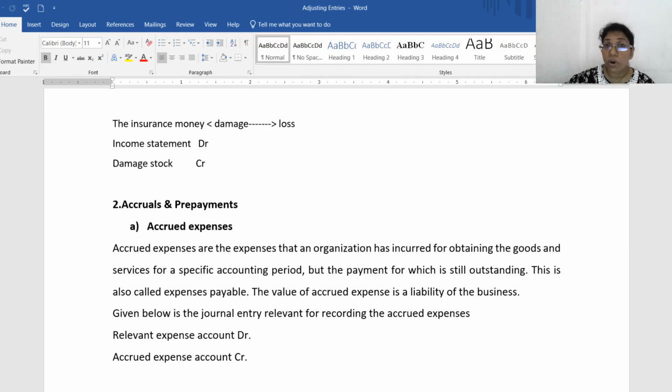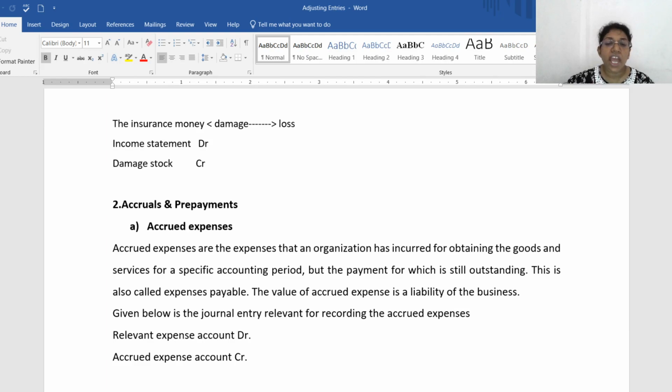The accrual occurs. In Sinhala, we call this upachita. The accrued expenses are the expenses that an organization has incurred for obtaining goods and services for a specific period of accounting, but the payment is still outstanding. This is called expenses payable or outstanding expenses as well.